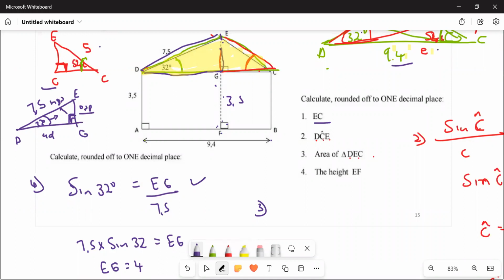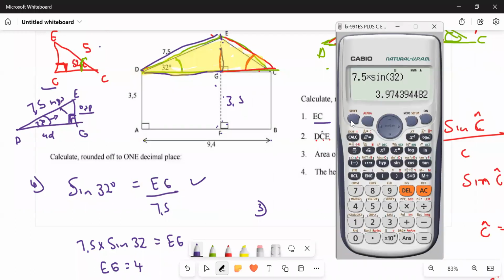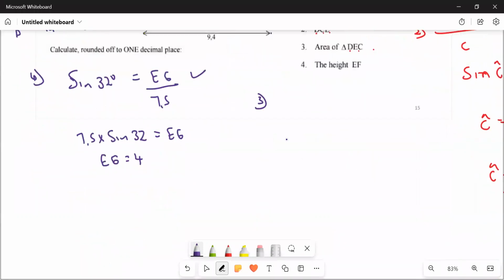If you don't know how to round off to 1 decimal place, you can tell your calculator: go to shift, then fix, and on fix you simply say 1, since they said 1 decimal place. You get 4 meters, but that's not what they want. You get 1 mark for this. So what is EF? EF is 3,5 plus 4, which is equal to 7,5 meters.